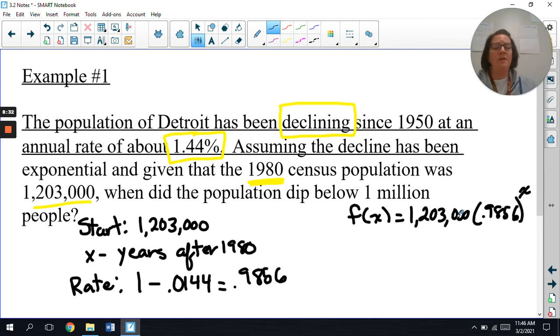I kept my initial population written out in all the zeros and stuff like that. If you wanted to, you could change it to 1.203, but just remember it would be in millions. Since I wrote it all the way out, I have to write my 1 million all the way out. So again, I'm going to do 1 and then my 6 zeros here. So again, keep your units the same.